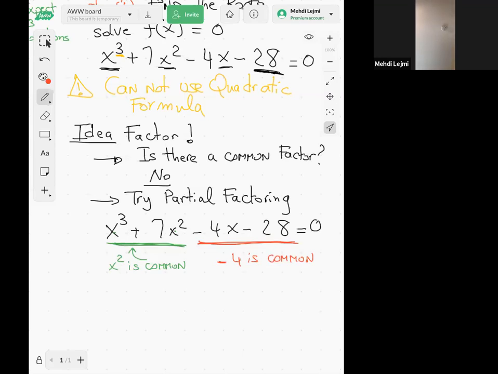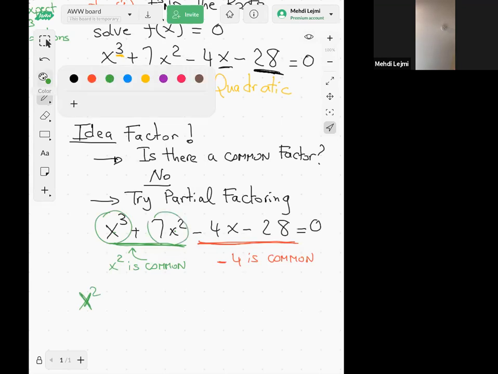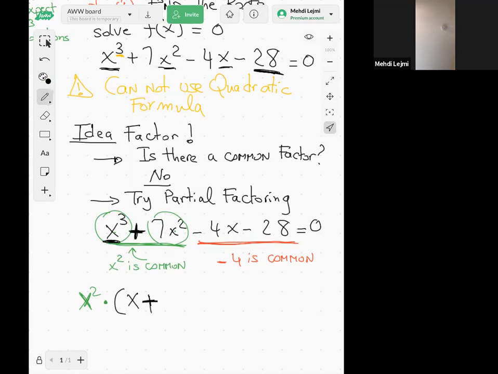So let's factor out first x squared here. If you factor out x squared, then to get x cubed, you're going to need, of course, x squared times x. That will be this x cubed, and then there's a plus. This is plus here, and then there's 7x squared. So here's plus 7, right? If you pull out the x squared, then you are left with 7. All right, so that's for the first factorization.